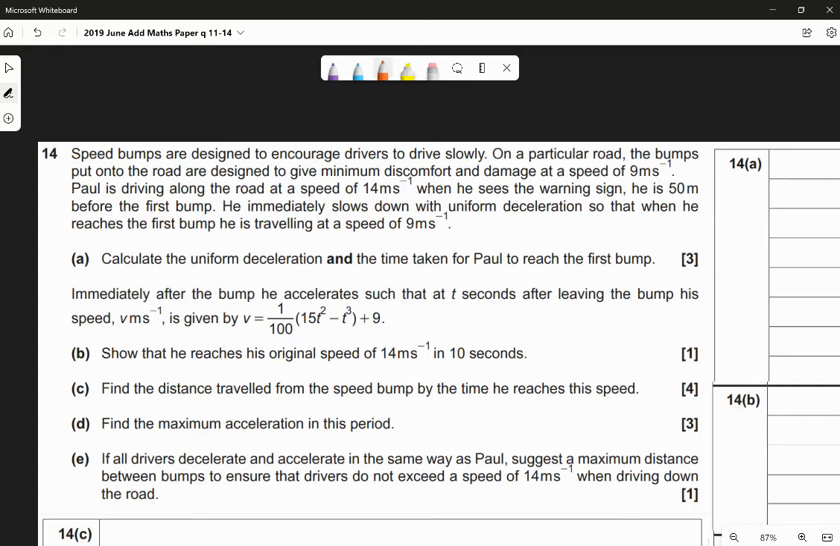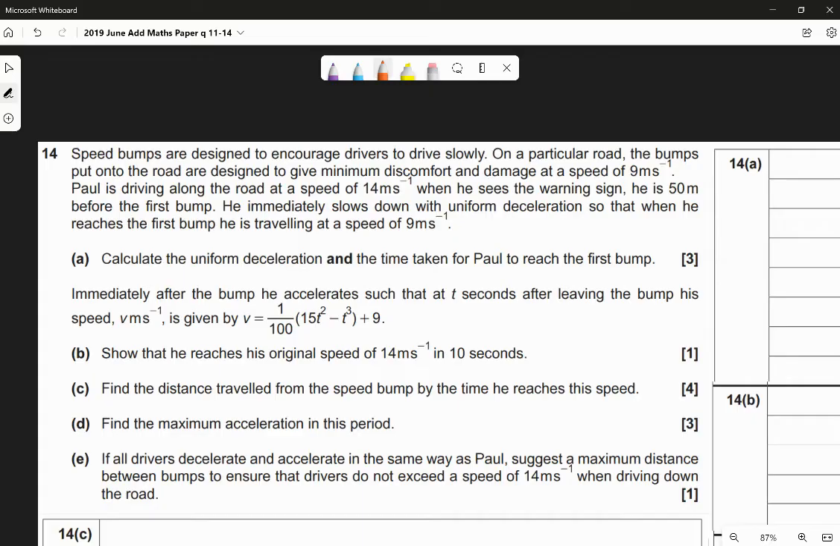Oh no, he's going to have maximum or more discomfort and damage. So when he sees the warning sign, he is 50 meters before the first bump. And because he's sensible, he immediately slows down with uniform deceleration, so that when he reaches the first bump, he is traveling at a speed of 9 meters per second, as suggested. So, part A, calculate the uniform deceleration.